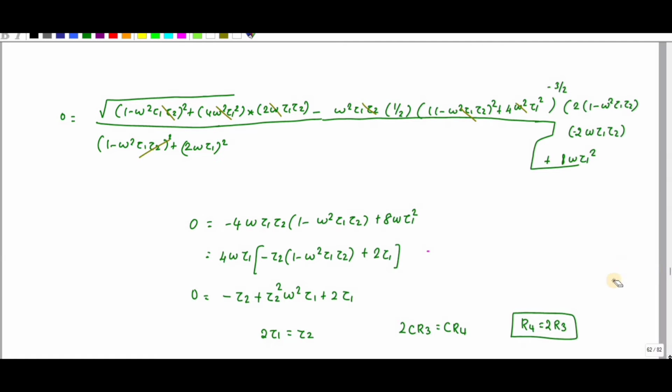So now I'm going to substitute. This term will cancel out because it is 0, and if I substitute omega square, this will also cancel out. That is, this one also cancels out. Okay, so I will get 0 is equal to minus tau 2 plus 2 tau 1. Therefore, 2 tau 1 is equal to tau 2. So what is tau 1? Tau 1 is nothing but CR3, and tau 2 is nothing but CR4. If I substitute, I will get this term, and C will cancel out. So I will get R4 is equal to 2R3.